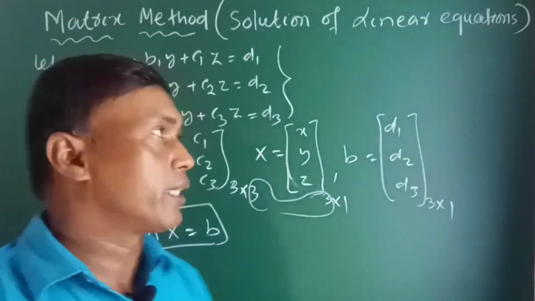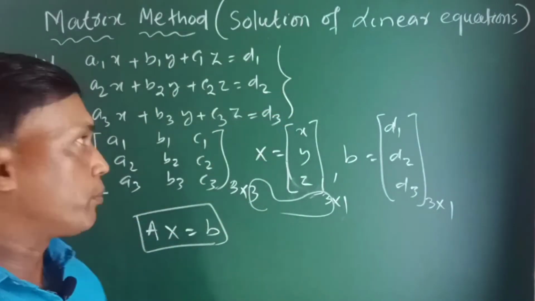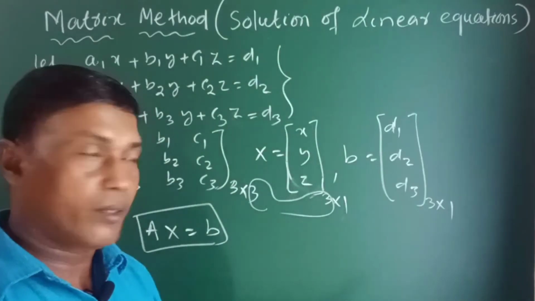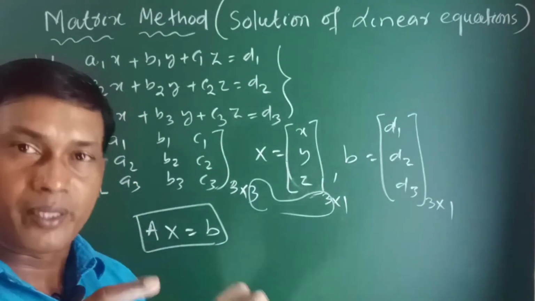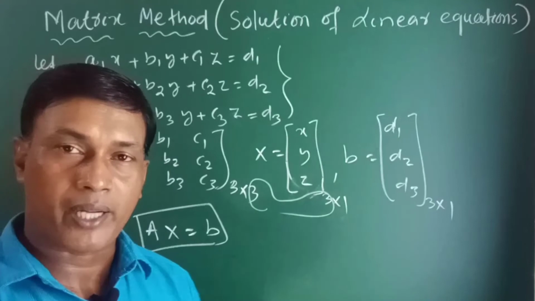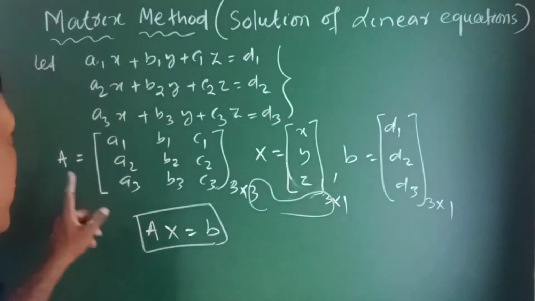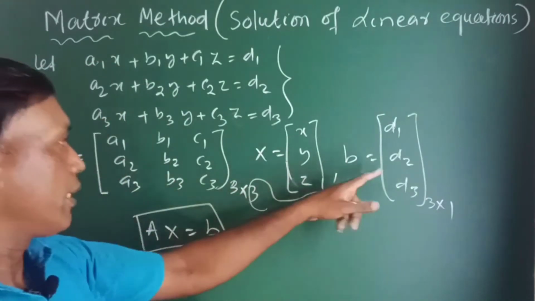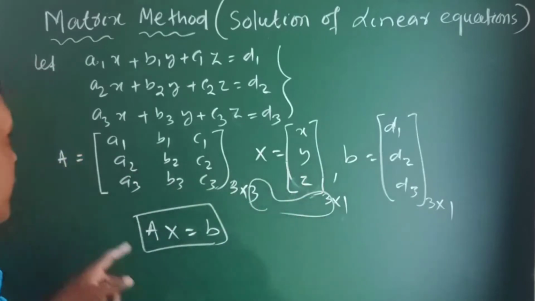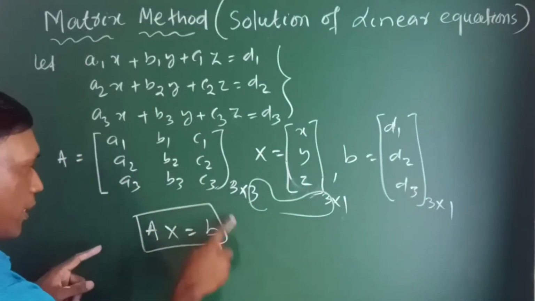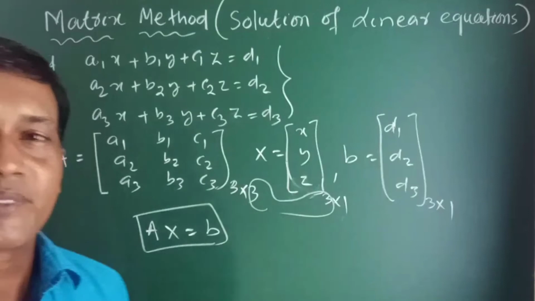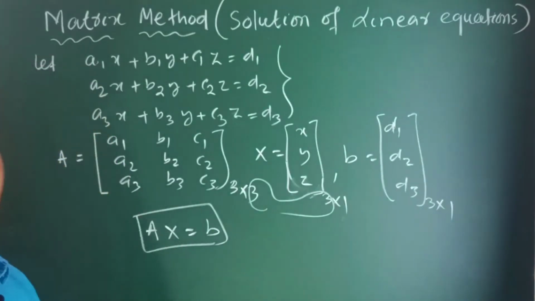Very important question. You are given a system of equations and you have to write it in matrix form. In order to write it in matrix form, first find 3 matrices A, X, B like this, A from the coefficients, and this is in the form AX is equal to B. A into X is equal to B.